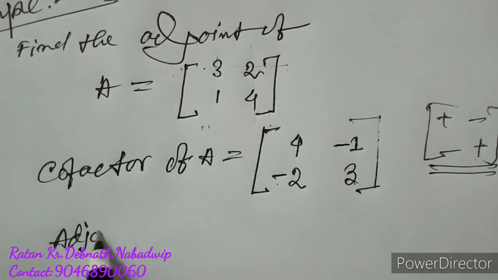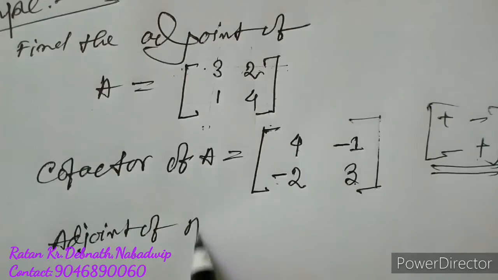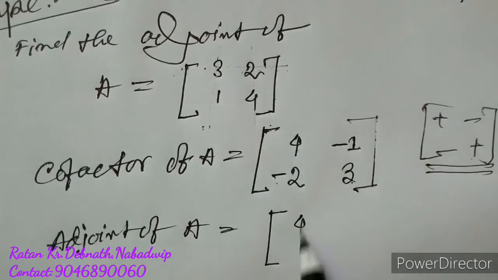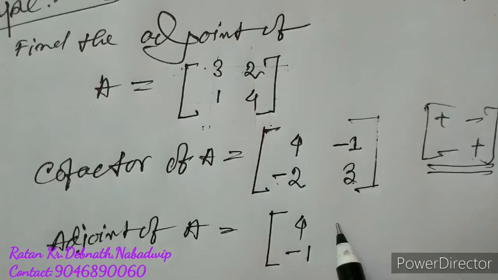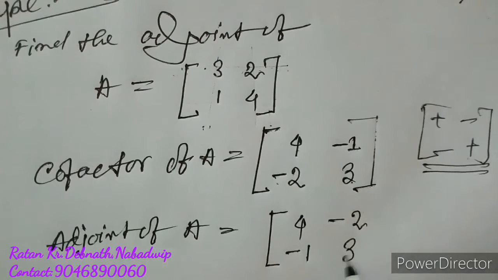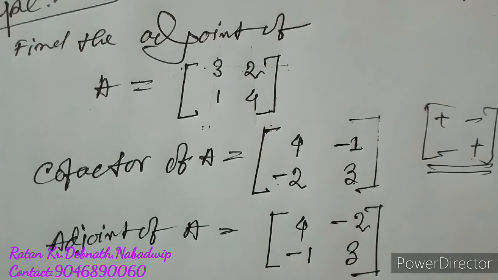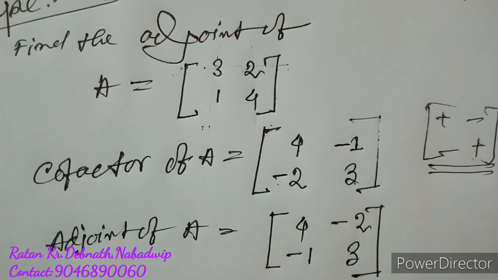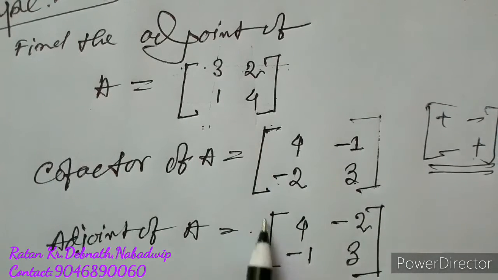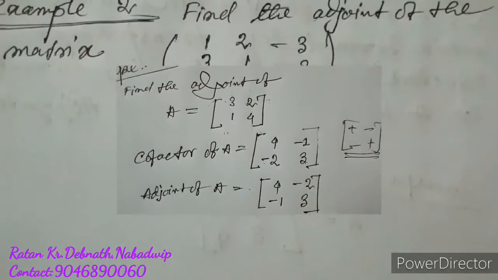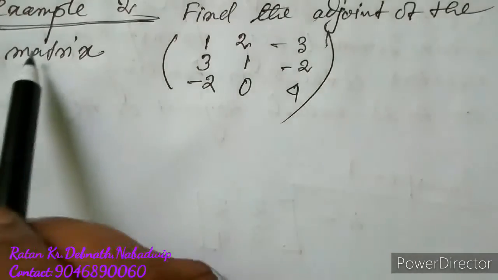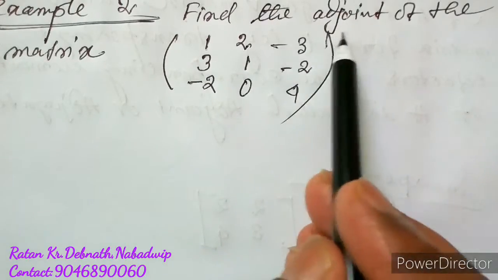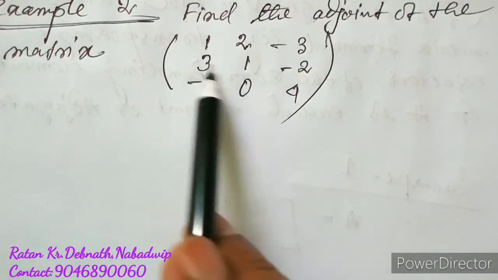Therefore, adjoint of A equal to 4, -1, -2, 3, because according to definition we transpose this matrix to get the adjoint of the matrix. Therefore, adjoint of A equals to this matrix. Example 2. Find the adjoint of this matrix.